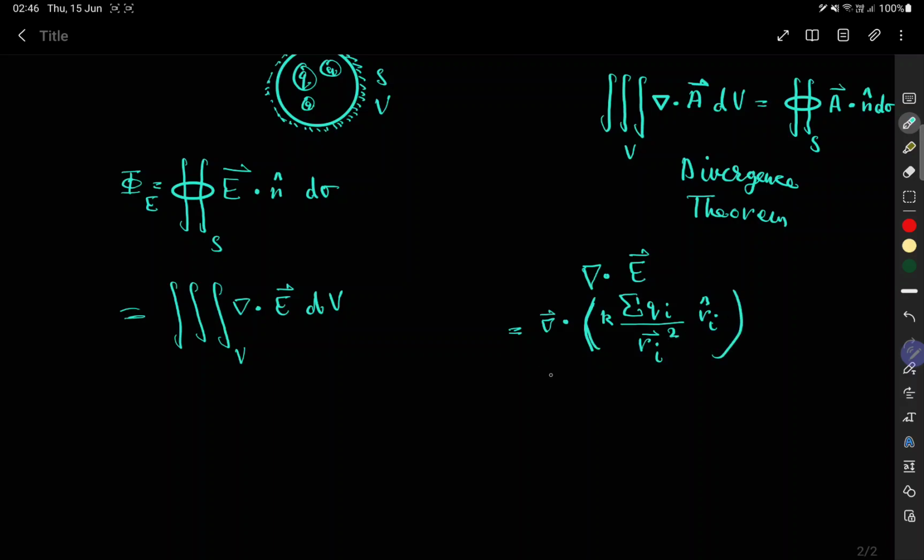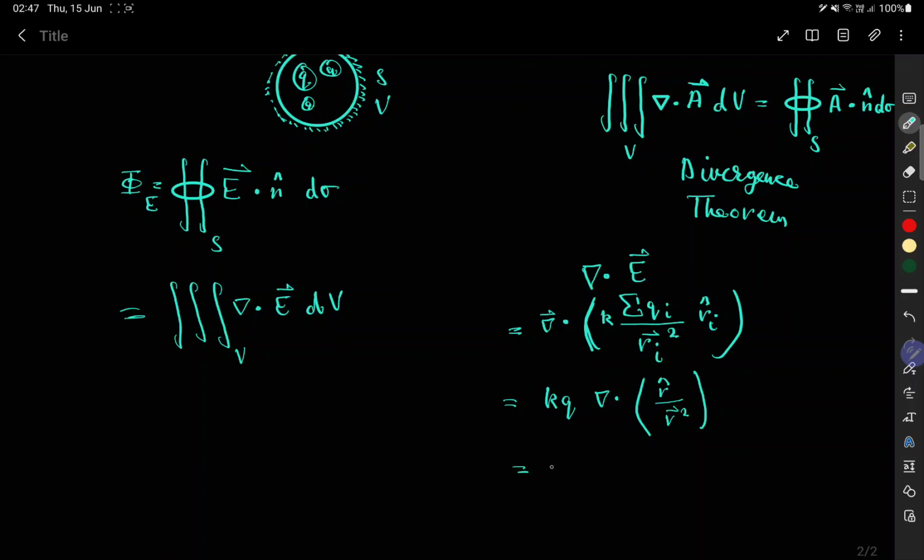Okay, this should make a lot more sense. So now we know k and q_i are independent of R, which is our radius, and of any vectors that might depend on R. So we'll just take them outside of this, and it will become kq times the divergence of r hat over the r vector squared.